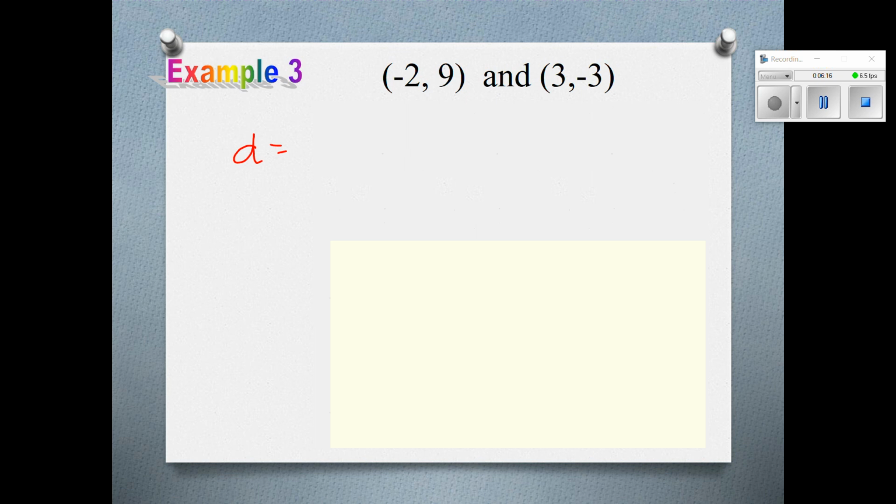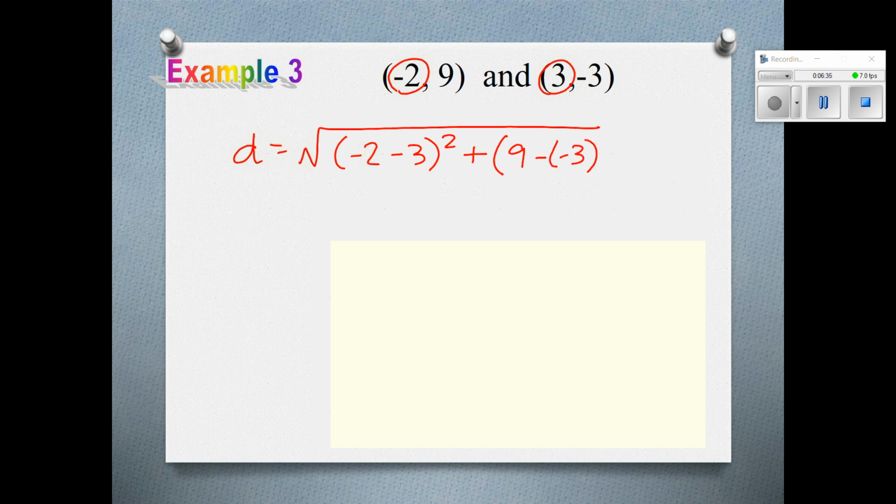So we're going to subtract the x's. You could either go 3 minus a negative 2 or negative 2 minus 3. I'm going to do the negative 2 minus 3. I'm going to square it. Plus, now I'm going to subtract the y's in the same order: 9 minus a negative 3, and square it. So we took the first x, subtracted the other one, squared it, and then we subtracted the y's in the same order.